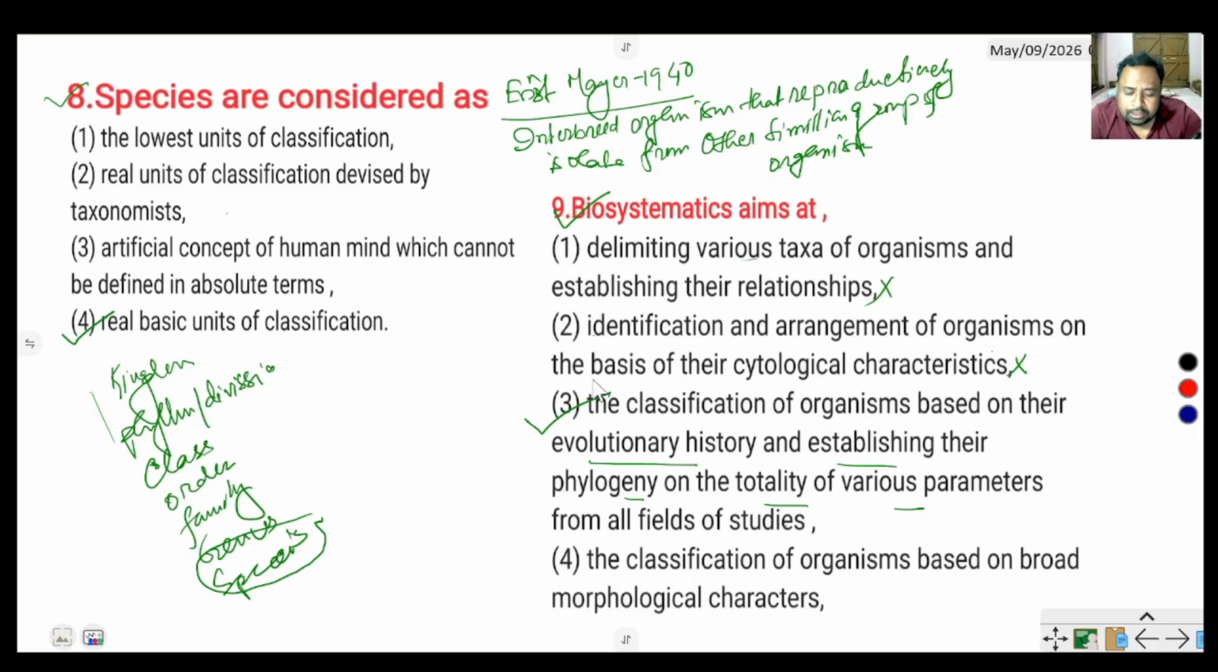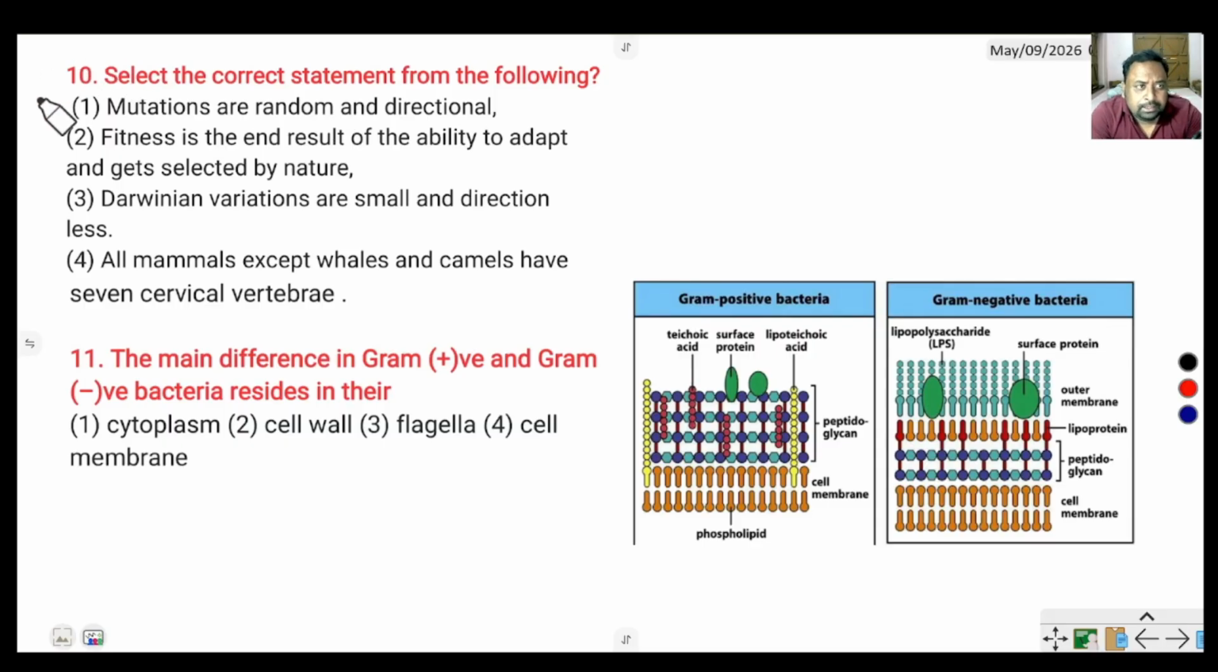Question number 10. Select the correct statement from the following. Mutations are random and directional. Not. Mutations are random and directionless. Fitness is the end result of the ability to adapt and get selected by nature. Mutation. This is the correct option. Darwinian variations are small and directionless. Not small and directionless. Okay. Directional. All mammals except whales and camels have 7 cervical vertebrae. Not. Almost all mammals have 7 cervical vertebrae. Not except. The correct option is 2.